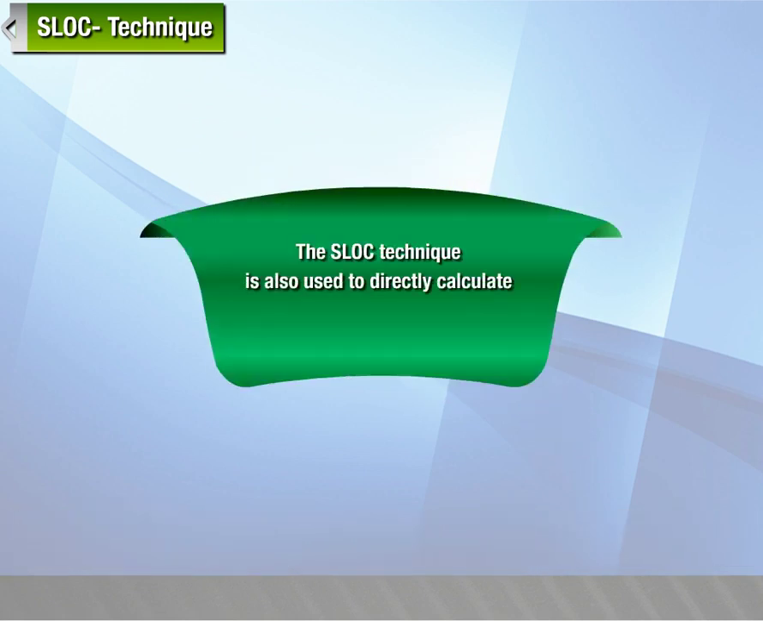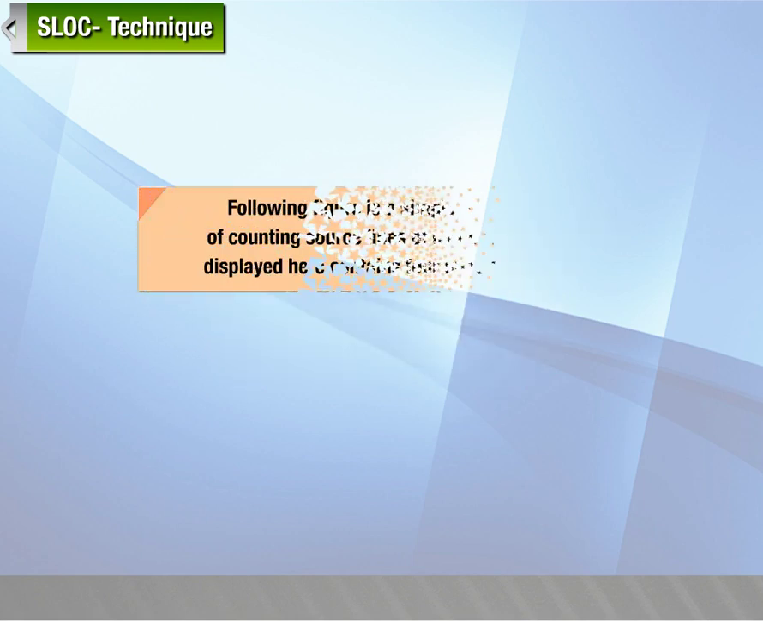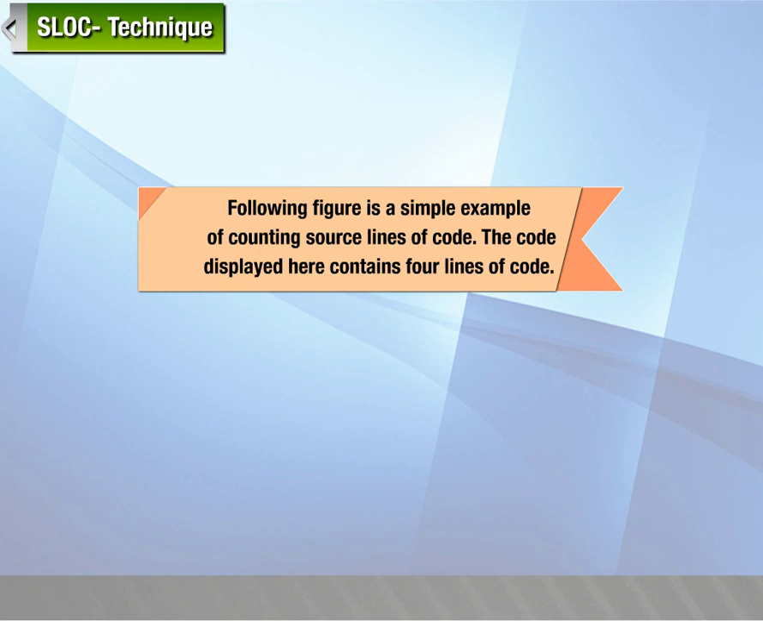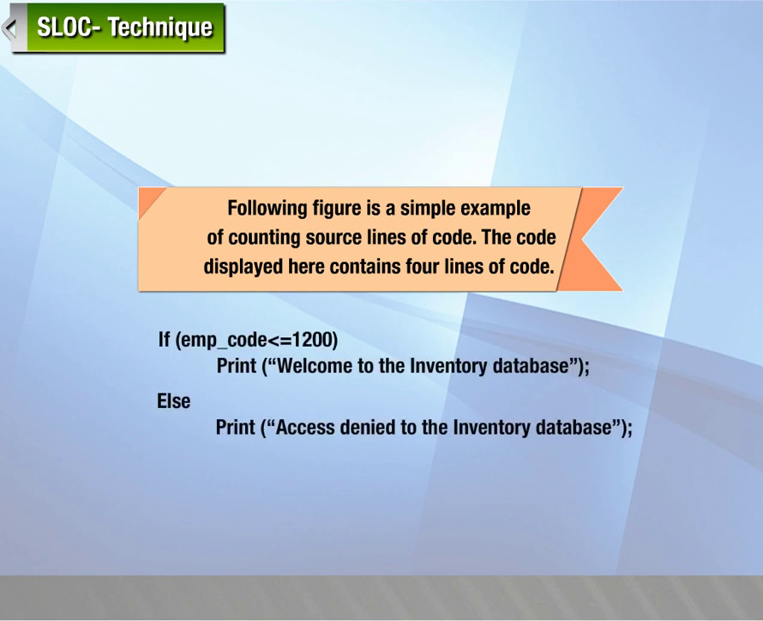The SLOC technique is also used to directly calculate the effort to be spent on a project. Following figure is a simple example of counting source lines of codes. The code displayed here contains 4 lines of code. If employee code is less than or equal to 1200, print welcome to the inventory database, else print access denied to the inventory databases.